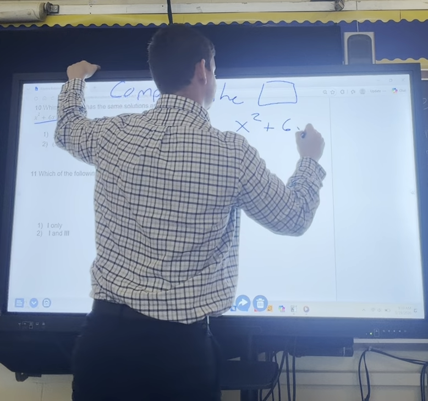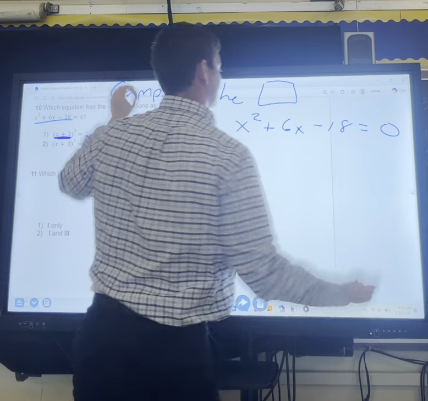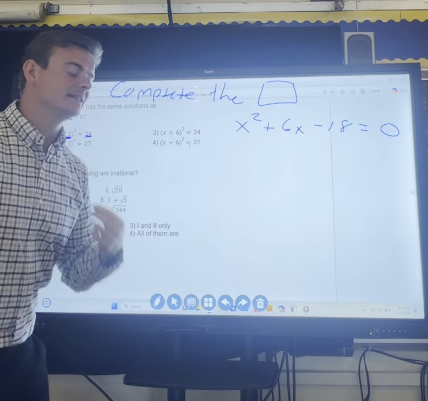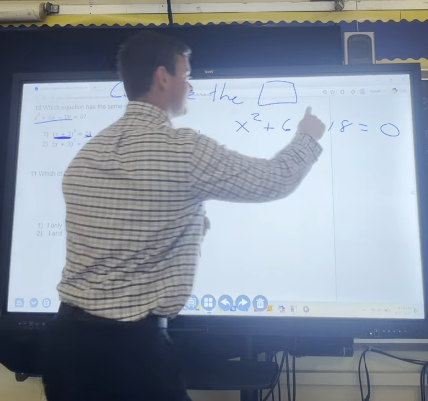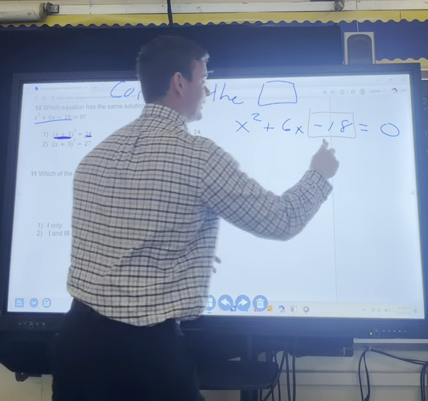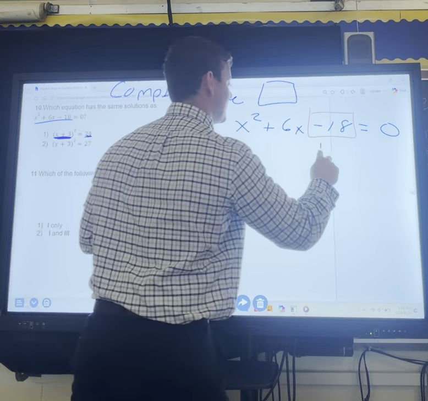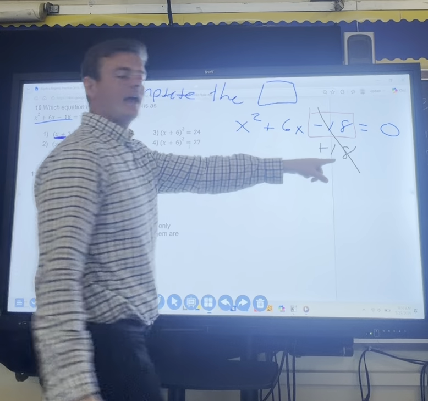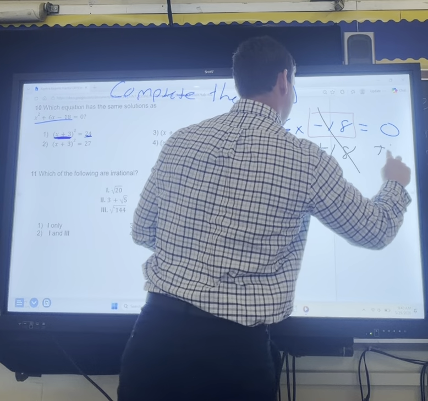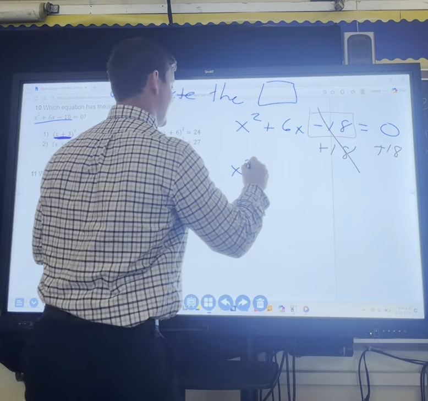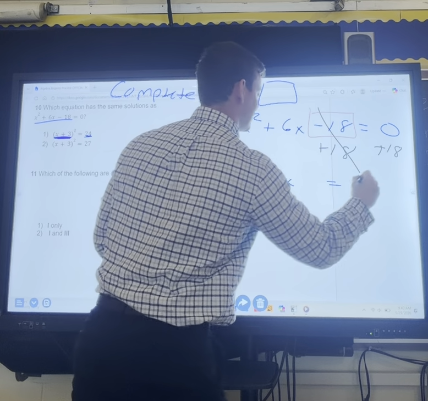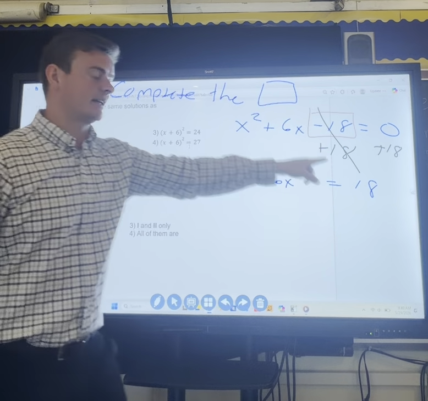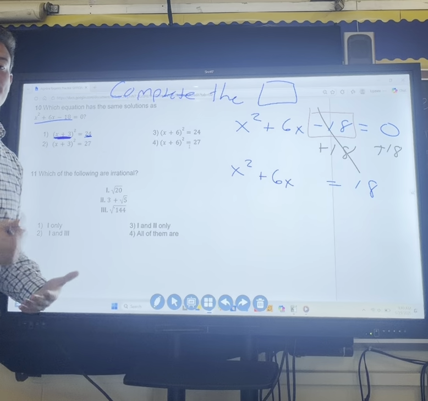X squared plus 6x minus 18 equals 0. To complete the square, I have to kick out this number here. That doesn't work. What's the opposite of minus 18? Plus 18. Kick it out. If I do it to one side, I do it to the other. I'm left with x squared plus 6x equals 18, right? I kicked it out. Now I gotta make a new friend.